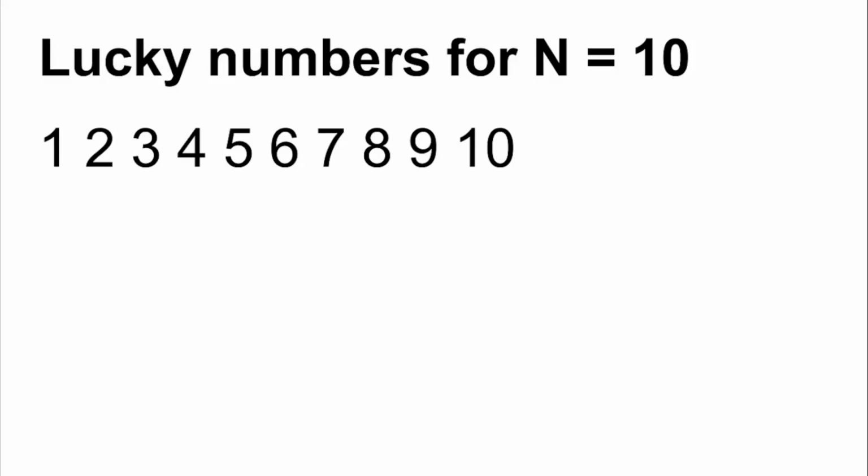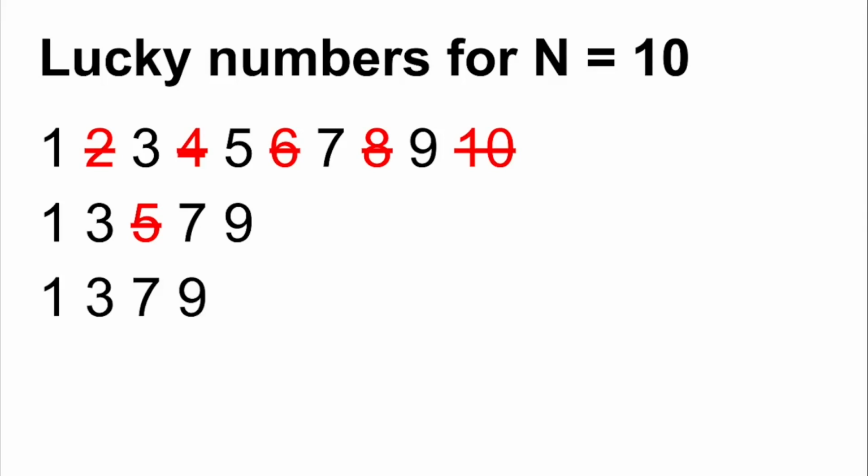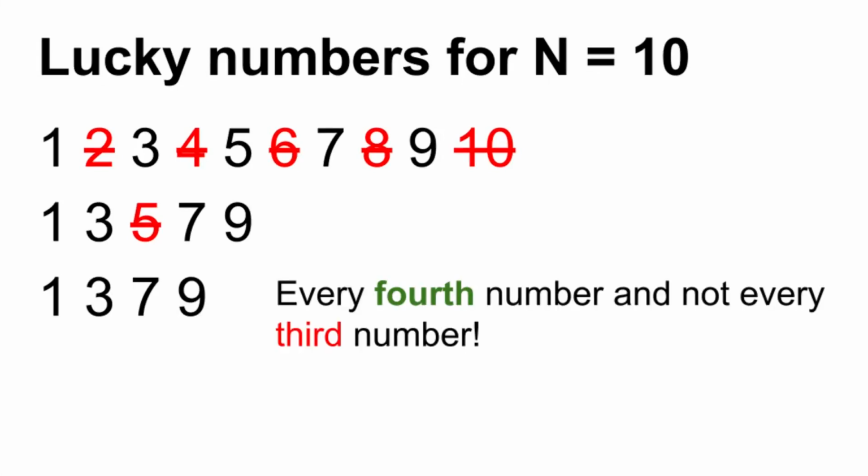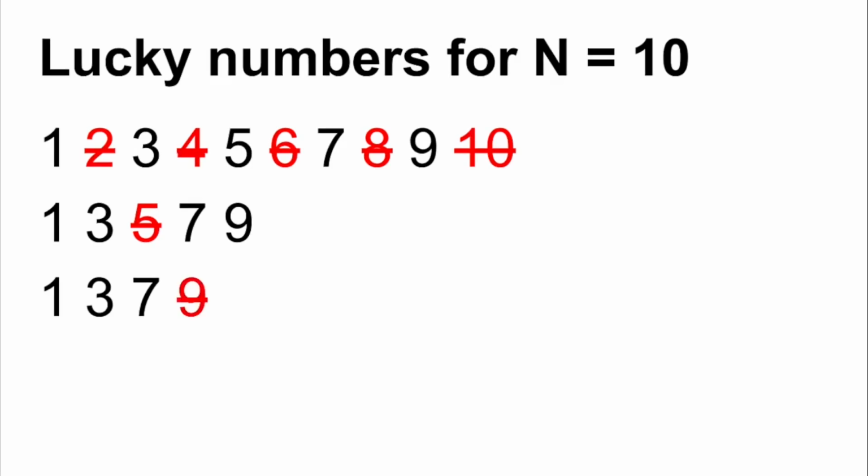So in this list of 10 numbers from 1 to 10, if we eliminate every second number, we'll be eliminating 2, 4, 6, 8 and 10. Then we'll take the list of remaining numbers, that is 1, 3, 5, 7, 9. Then we'll eliminate every third number, and here there is only one third number, that is 5. So 5 will be eliminated. Then again we'll take the list of the remaining numbers, that is 1, 3, 7, 9. And we'll try to eliminate every fourth number. In this case, that number will be 9. And then we'll again make a list of the remaining numbers. The remaining numbers are now 1, 3, and 7. And when we try to eliminate every fifth number, there is no fifth number. So 1, 3, 7 are the lucky numbers for n is equal to 10.